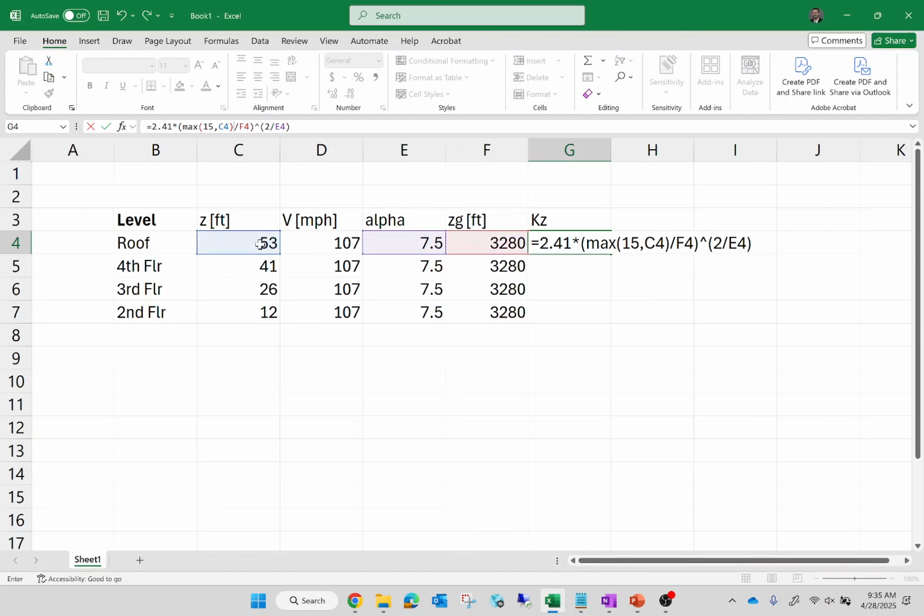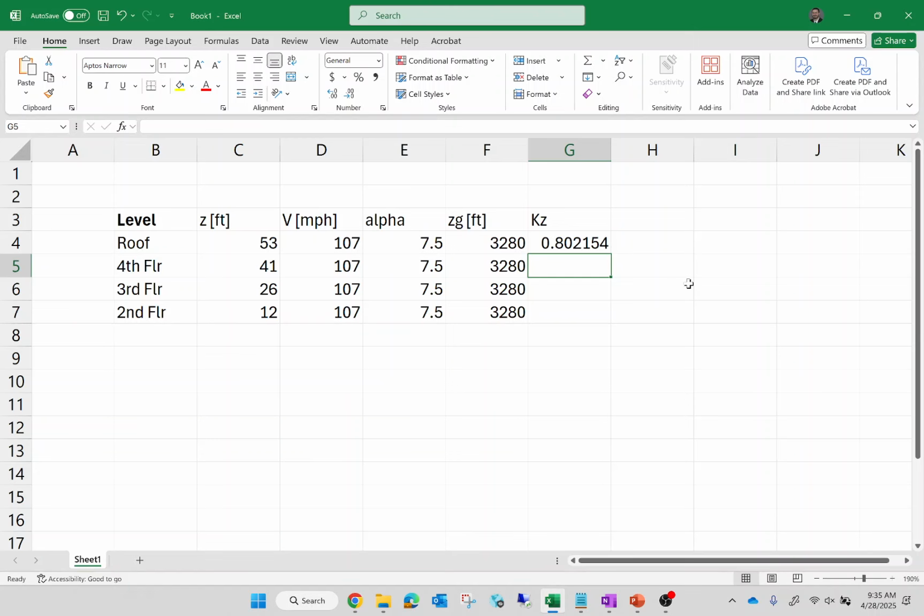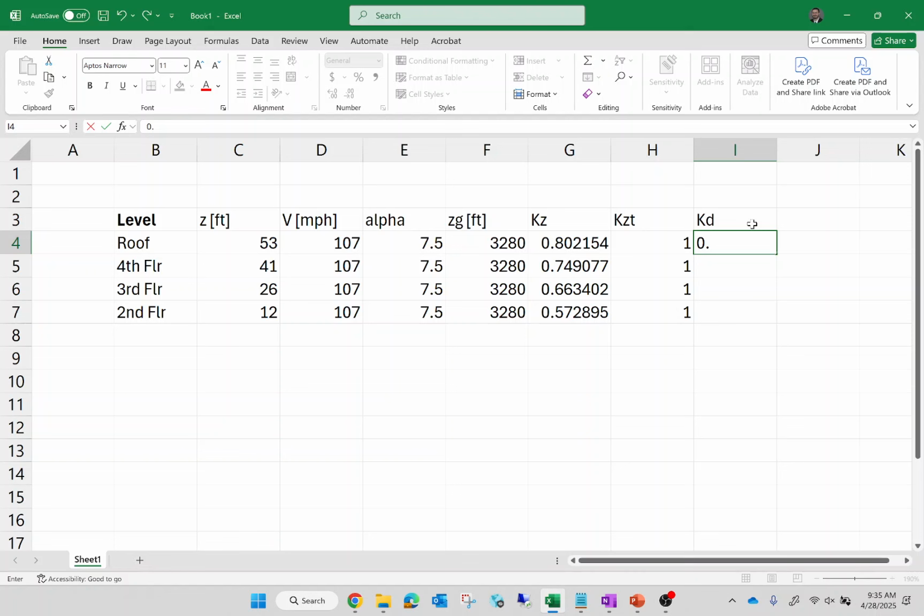And then if we keep going, that's what we've got. What's happening here is it doesn't matter if it's 12 feet, 13 feet, 14 feet, etc. It's just using the constant value of 15, which is exactly what we're supposed to be doing. Okay, so KZT was 1, KD is 0.85.